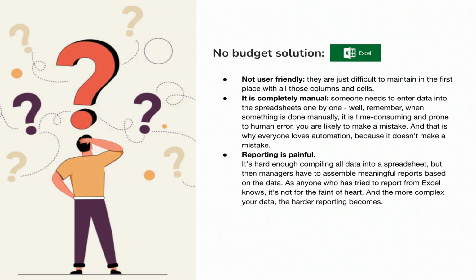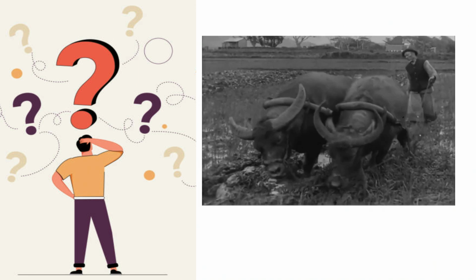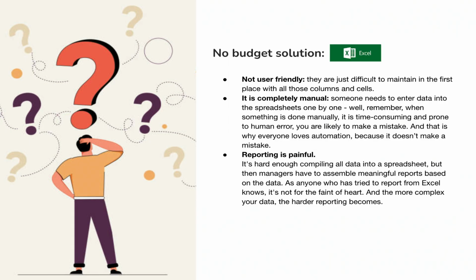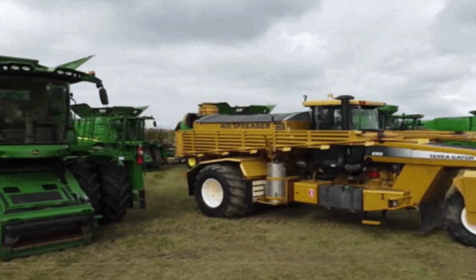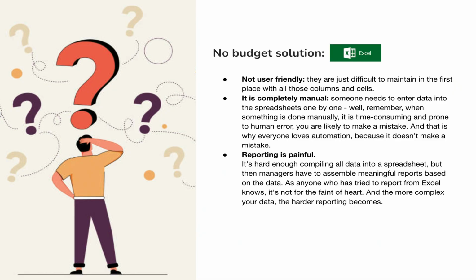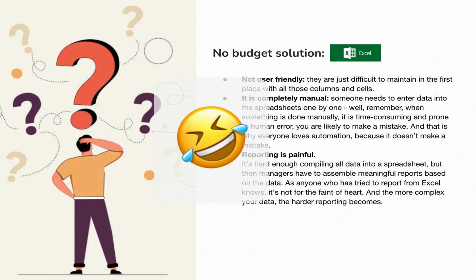Second point is that it's completely manual. Someone needs to enter data into the spreadsheets one by one. That's another crazy thing. Well, remember, when something is done manually, it's time-consuming and prone to human error. You are likely to make a mistake. And that's why everyone loves automation, because automation does not make a mistake. It's just very time-wasting that everybody needs to open the spreadsheet and enter the data manually into those columns and cells. I can't complain enough.